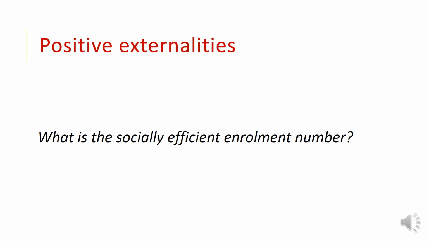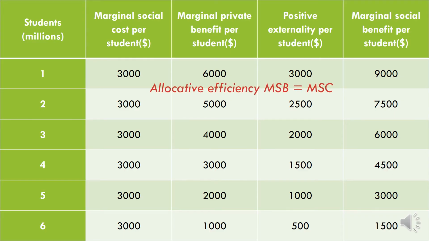What is the socially efficient enrollment number? Well, the socially efficient enrollment number, the allocatively efficient level of enrollment, is going to be where the marginal social benefit of the last student enrolled just equals the marginal social cost of educating that student. So that's going to be here. The marginal social cost equals the marginal social benefit. That is 5 million students.